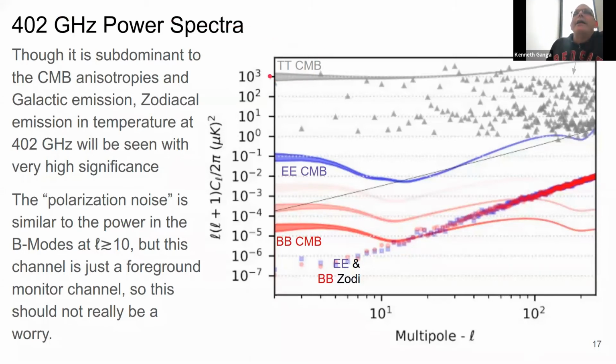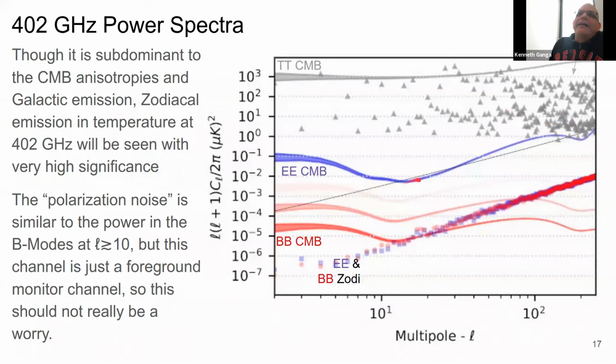And what I've got plotted here, these are the theoretical CMB anisotropies in gray, this line here. You can even see the cosmic variance here. And these points are the power spectrum of that 402 gigahertz map I showed. The point is, the Zodi is smaller even than the CMB anisotropies. It's smaller even than the cosmic variance here. So that's not surprising. At 400 gigahertz, it's not going to be a big problem.